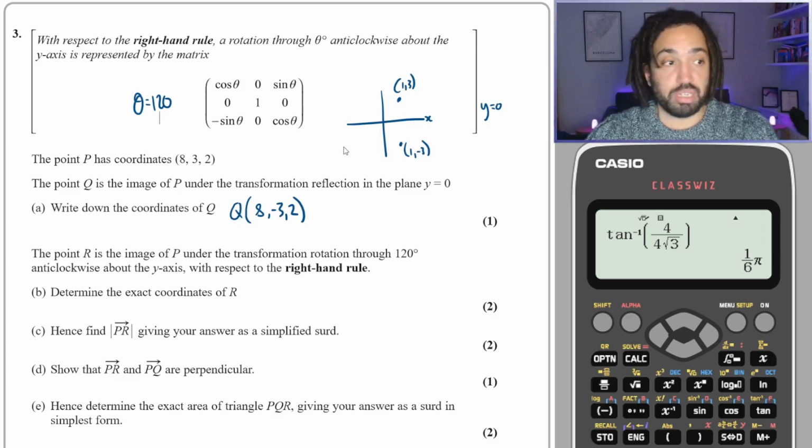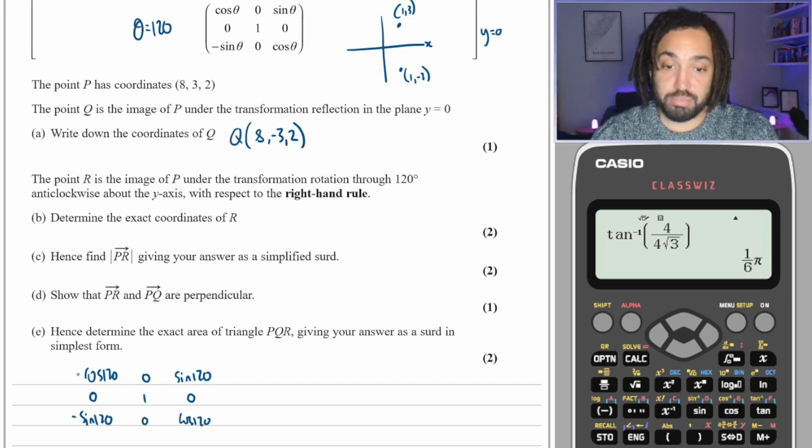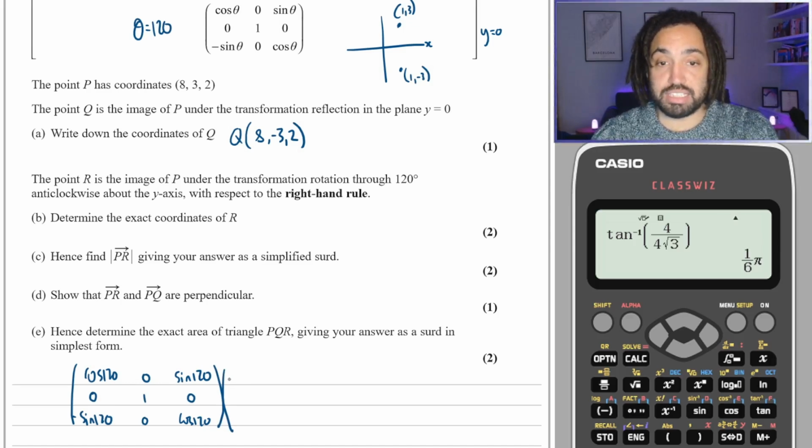Okay. So what we're going to need to do is the matrix cos of 120, 0, sine of 120, 0, 1, 0, minus sine of 120, 0, cos of 120, and we're going to need to multiply that by the coordinate which we want to transform, and that is the coordinate P, which is (8, 3, 2).